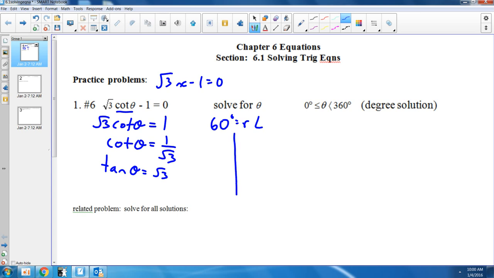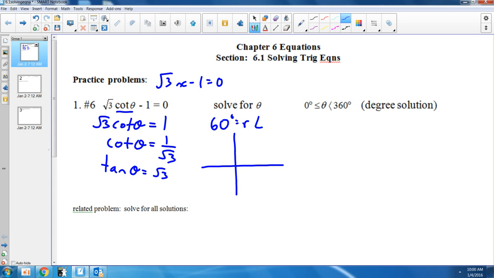I then draw this to remind myself what quadrants this is in. So the tangent is positive, and this is for 2 reasons I want to do this, and you want to do this. You want to get in the habit of drawing these things and showing them. Don't do anything in your head. Get it on paper. Reference angle is 60 degrees.